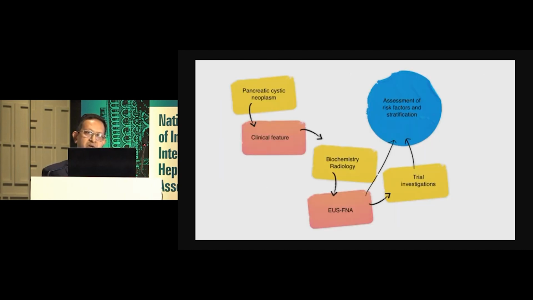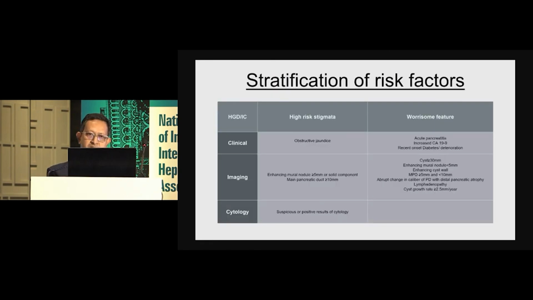So in short, for pancreatic cystic neoplasm, we should first look into the clinical features, go into the radiology and biochemistry. If required, then only we should go into the EUS and FNA. And we can do some of the fancy investigations that are already there. And after all, there is the risk assessment followed by the stratification of the patient, which can be done as high-risk stigmata or worrisome features.